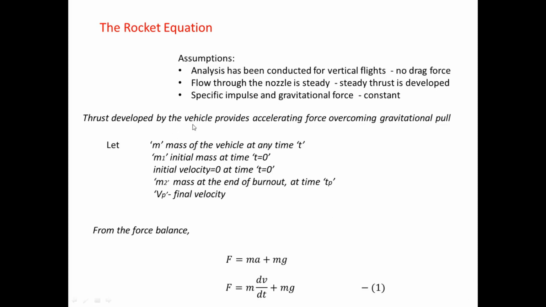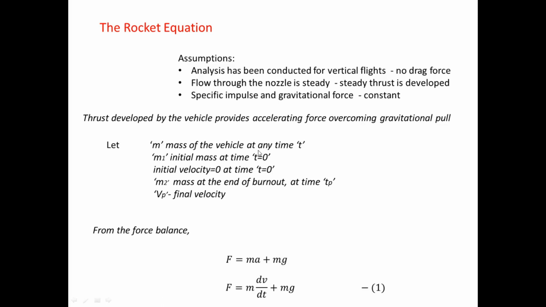Now the thrust developed by the vehicle provides acceleration and is used for overcoming the gravitational force. So the total thrust produced by the engine, F, will be equal to ma plus mg. Here m into a is the thrust produced for taking the vehicle in the upward direction with an acceleration a, and mg is the total gravitational pull. In order to overcome mg, the engine needs to do additional work. So the total thrust developed by the engine is utilized for accelerating the vehicle, that is the first part, and for overcoming the gravitational pull.